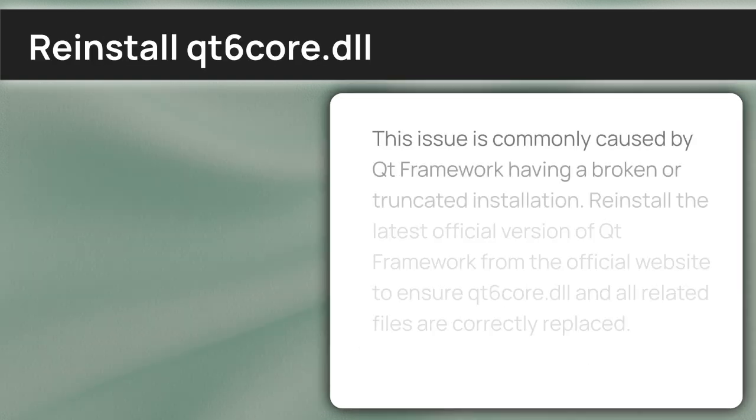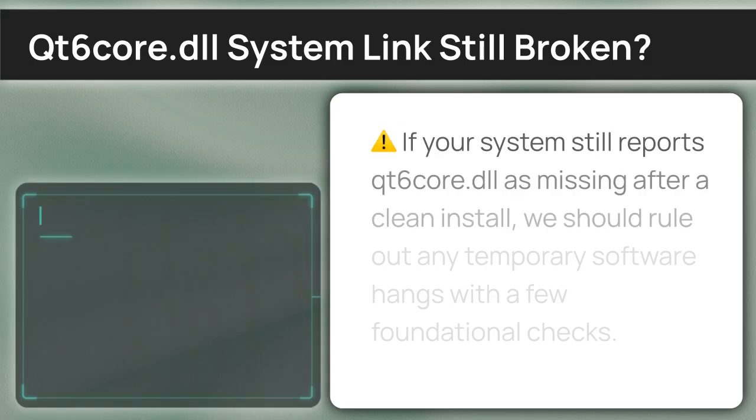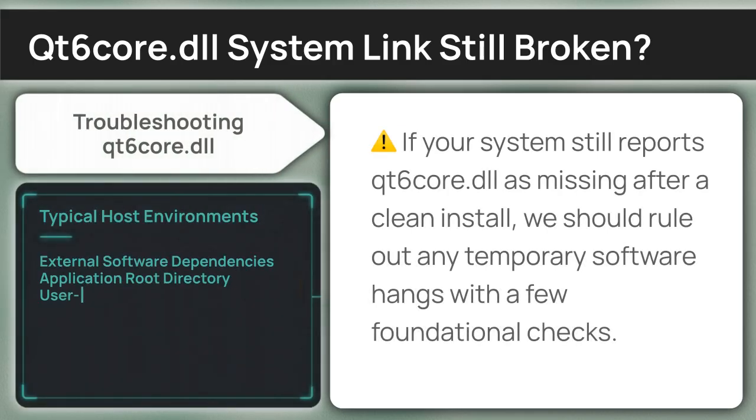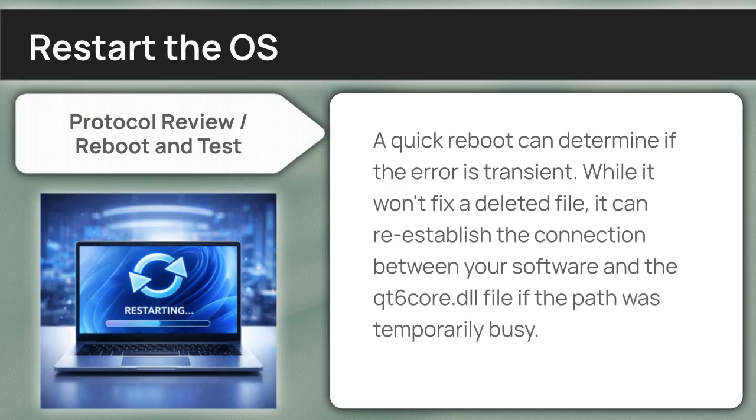The Qt6core DLL is bundled directly with the Qt framework rather than being a standard Windows system file. Reinstalling the latest version of the Qt framework is the most reliable way to restore this specific dependency safely. Persistence of this error after a clean reinstall suggests that the issue may reside within the current user session's initialization. A standard restart allows the Windows bootloader to rescan your system directories and potentially recognize the unregistered Qt6core component.